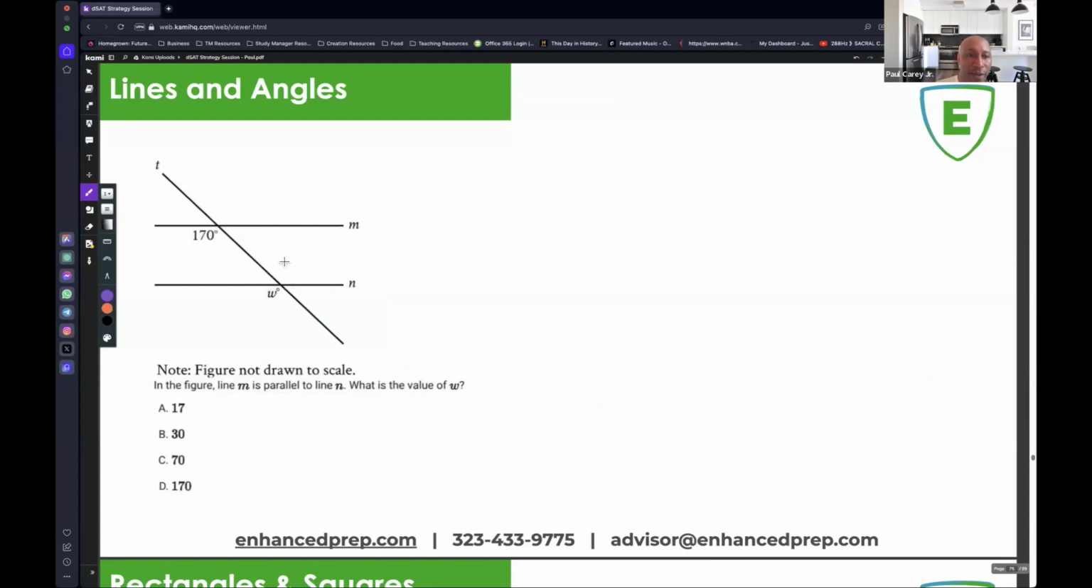Well, we know that this is 170. That means that if this is going to be a straight line that has to have 180 degrees measurement, then this is going to be 10. And that means that this one down here is also going to be 170. And because this is opposite of that one, it's also going to end up being 170. And we get that D is our answer choice, okay?